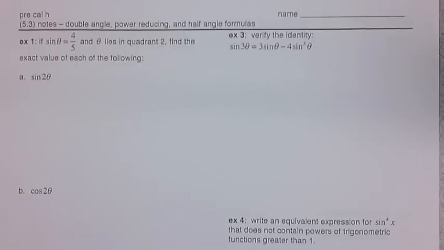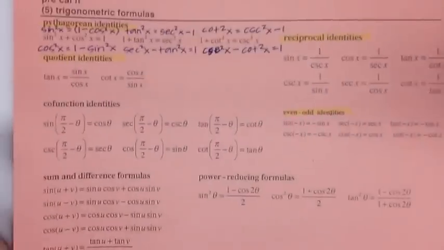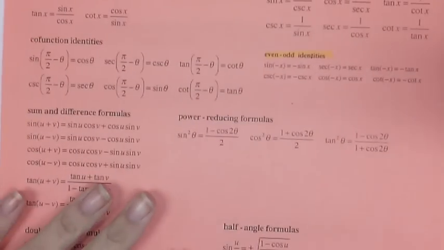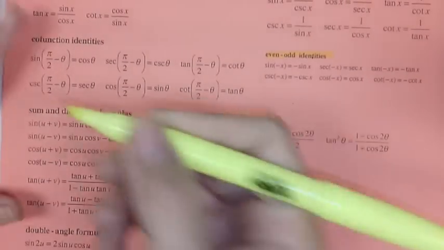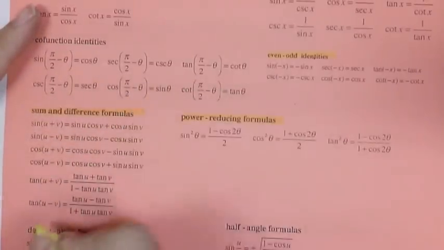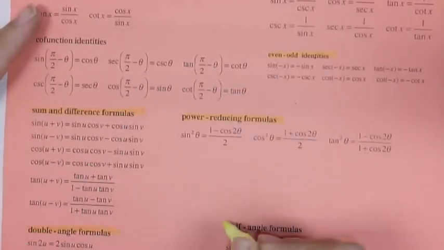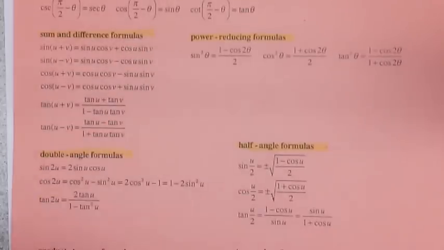Okay, today we're going to do 5.3, which is the double angle, power reducing, and half angle formulas. So you're going to need your formula sheet. We're going to be working with power reducing formulas. We've already done some in difference, double angle formulas, and the half angle formulas. So this is our last lesson of verifying identities and using this sheet.